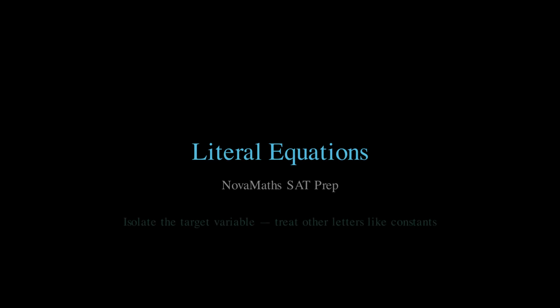Literal equations look scary because they have more than one letter. On the SAT, that is the point. Can you isolate a variable when numbers are not the only symbols in the way? The mechanics are the same as solving for x in a normal equation. You still balance both sides. You still undo operations in reverse order.